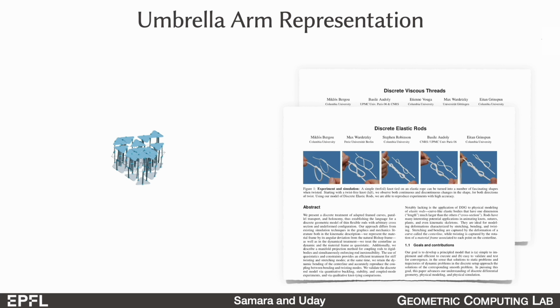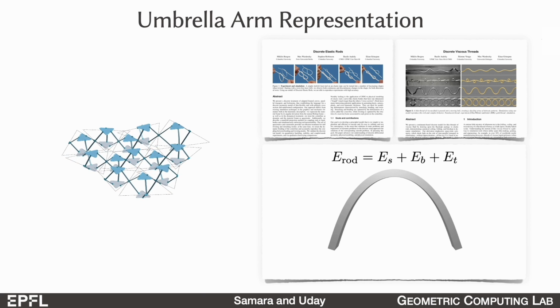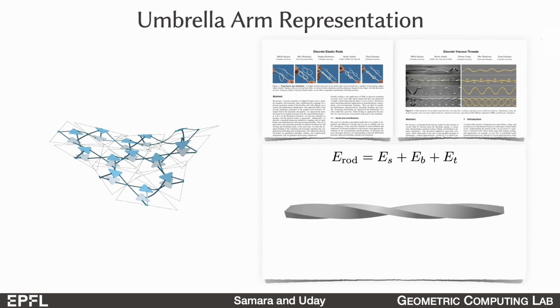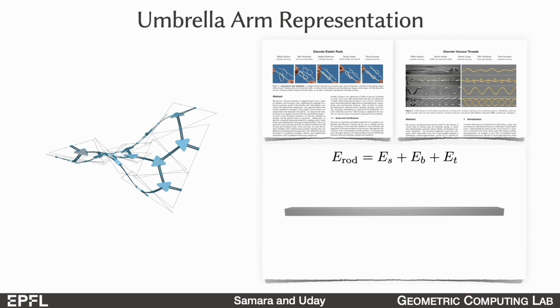We employ the popular discrete elastic rods model to compute the elastic energy stored in the arms during the deployment. Using this model allows us to accurately track the stretching, bending, and twisting of the arm segments.